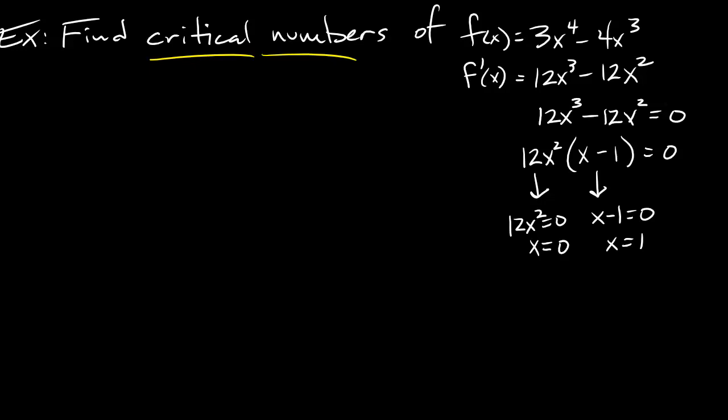So sometimes it is 100% important that you know what to do next, which sometimes can be nothing, like you're done. And so in this case, finding critical numbers is when the first derivative is equal to zero or undefined. This one doesn't have any undefineds because there's no division. And these two numbers would be the final answers. These are the critical numbers, and that's what we were looking for. So we would be done.